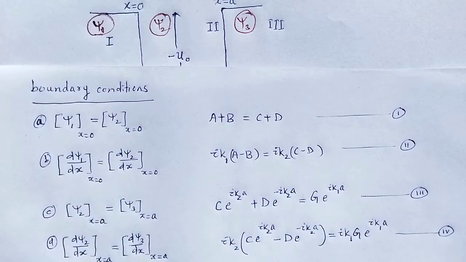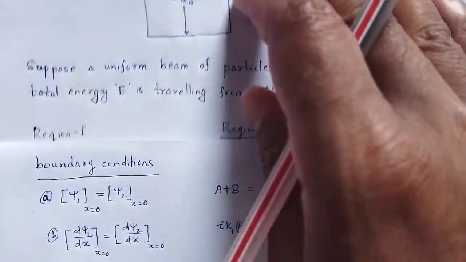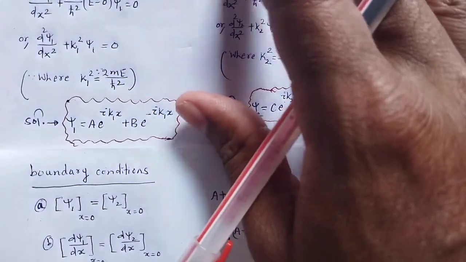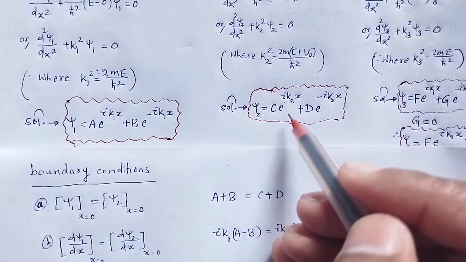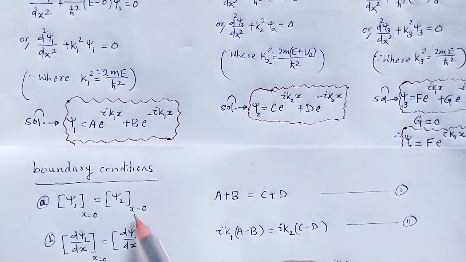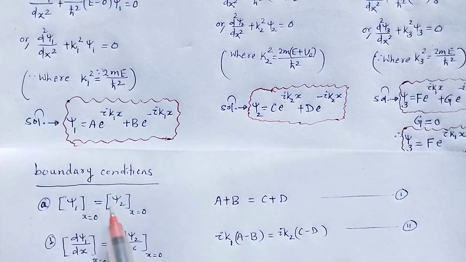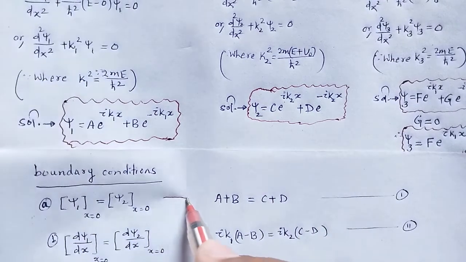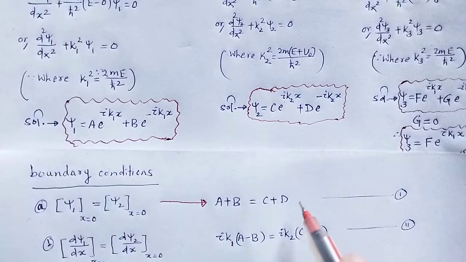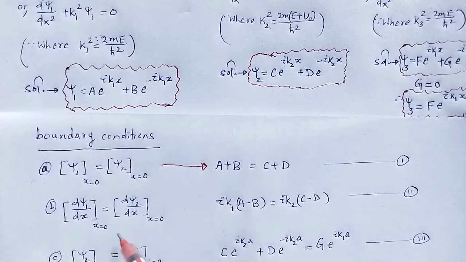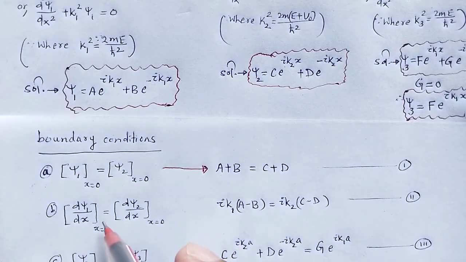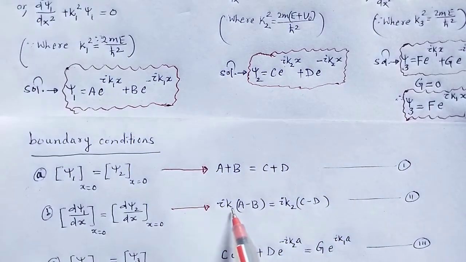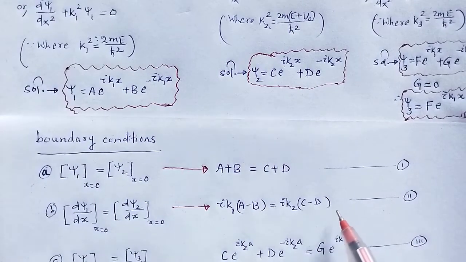First boundary condition, what is that of the wave function? Look here, that is the wave function psi 1 and psi 2. So psi 1 at x equal to 0 is same as psi 2 at x equal to 0. Using that first boundary condition we derive a plus b is equal to c plus d. Again, its differentiation at x is equal to 0. When we implement these boundary conditions for the wave equations, we get the second equation as i k1 of a minus b is equal to i k2 of c minus d.